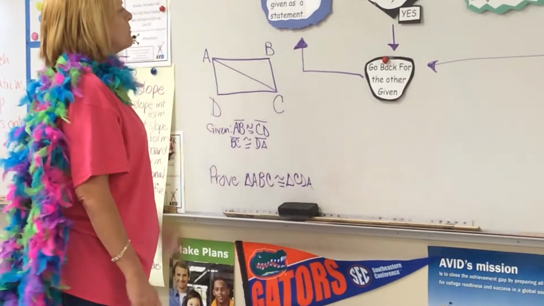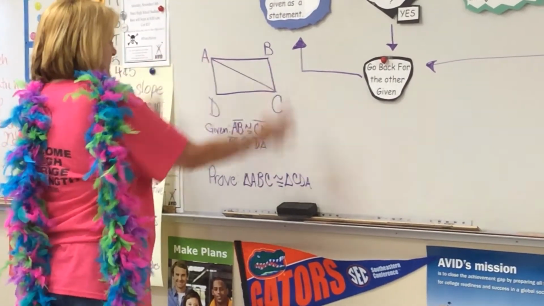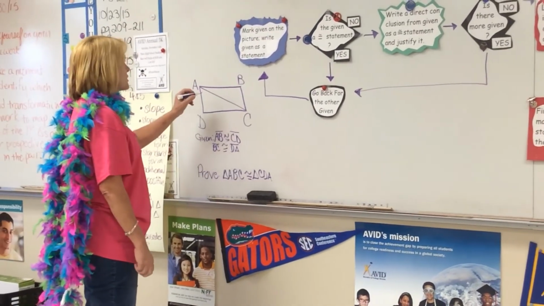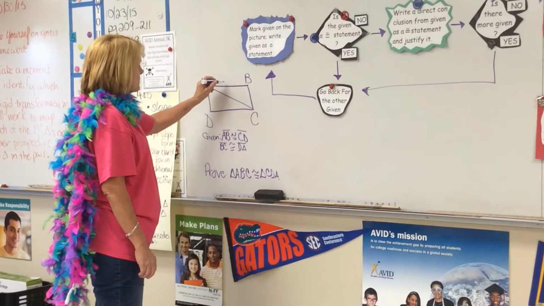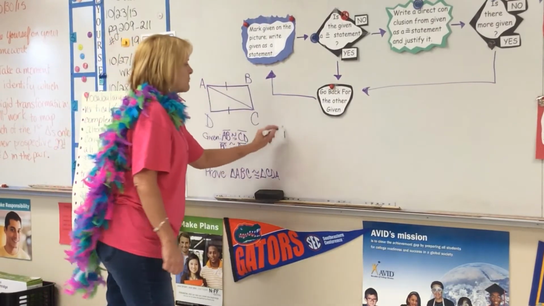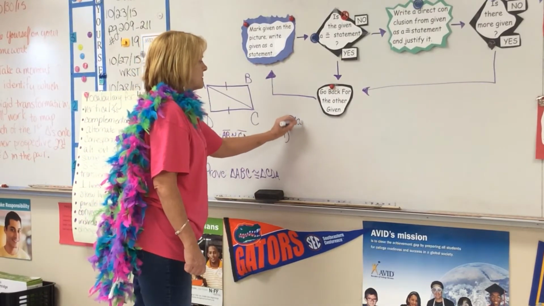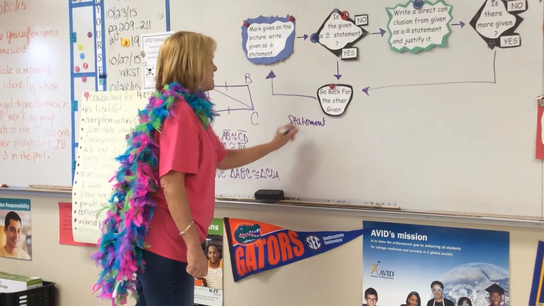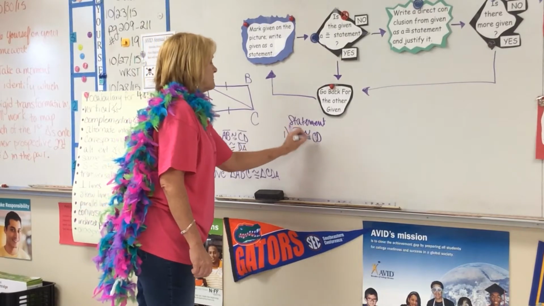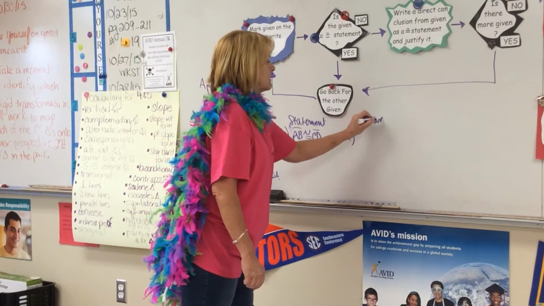So what do I mean when I say mark the given on the picture and write the given as a statement? This is what I mean. When you draw your picture on your paper, because that's what you're supposed to do, you mark the given. Well, AB is congruent to CD. That's one marking. I write my given statements. So this is going to be AB congruent to CD. Statement one. Reason: given.